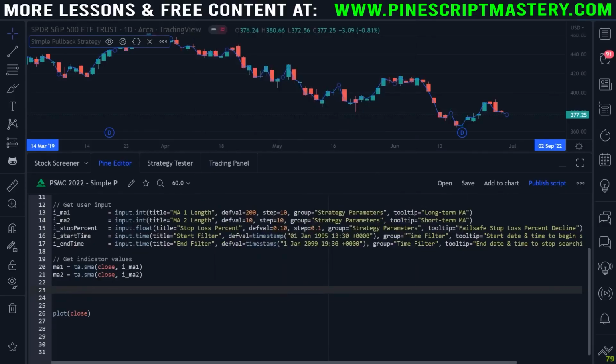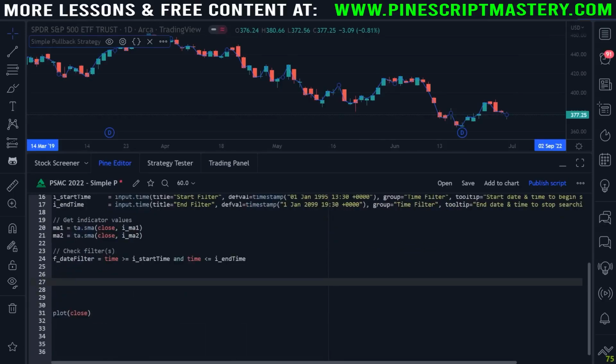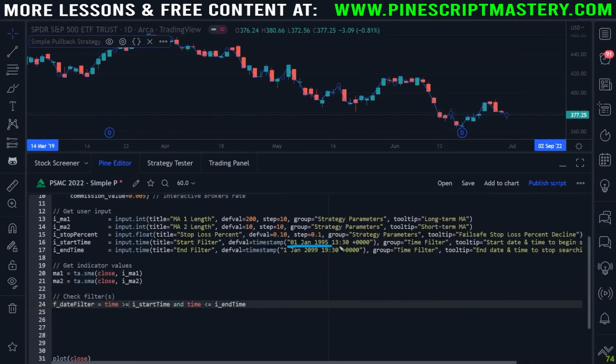Now, next thing we need to do is get our date filter. So again, I'll paste that code in. Really simple here. We're just checking if the current bar's time is greater than or equal to our start date and time, and is the current bar's time less than or equal to our end date and time. So this allows us to filter what trades get taken based on a date period.